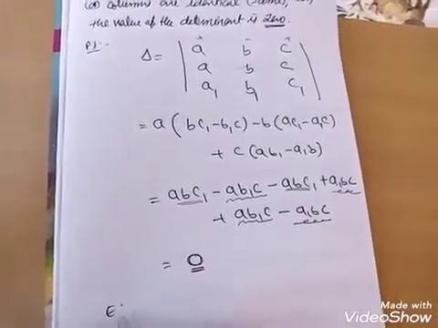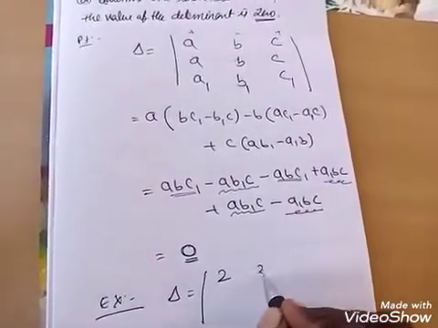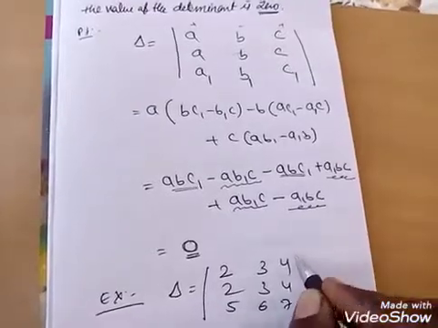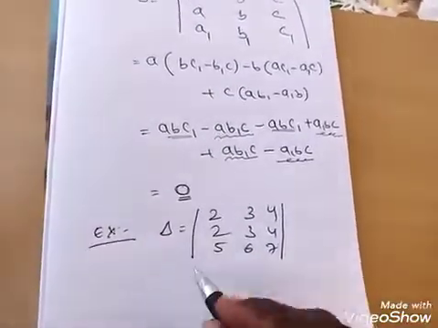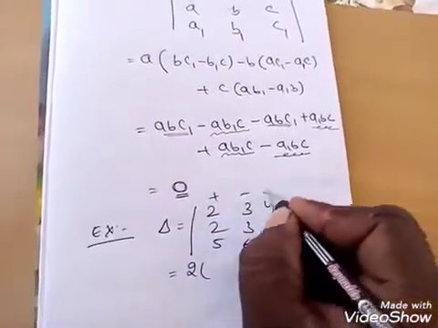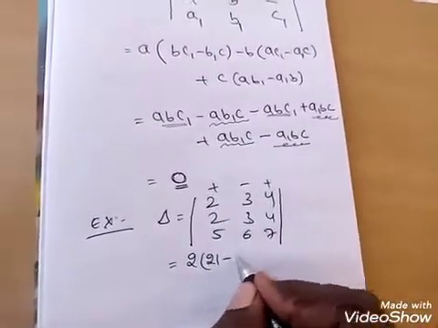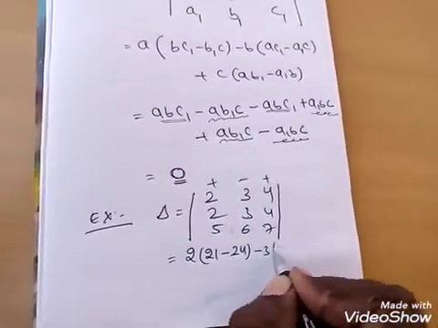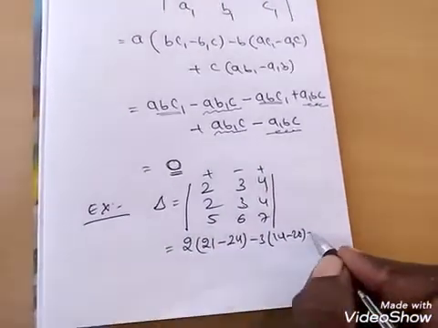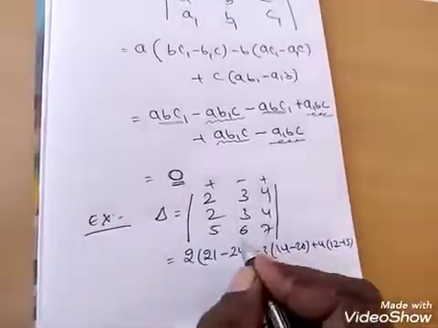Example, I am taking here, observe. Delta is equal to a numerical example: 2 3 4, 2 3 4, 5 6 7. If I take this one, observe the two rows are identical. Expanding, 2 into this, with signs plus, minus, plus. Now 2 into, what do you get: 3 7s are 21 minus 6 4s are 24, minus 3 into 2 7s are 14 minus 20, plus 4 into 12 minus 15. 2 6s are 12 minus 15.